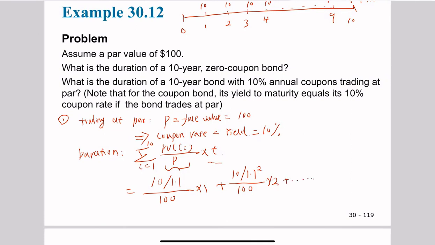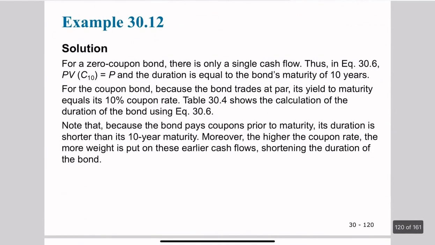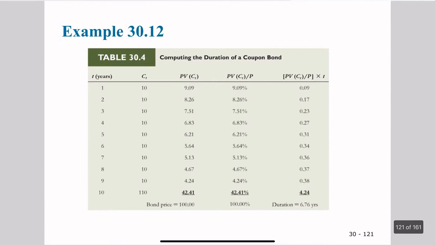And you will continue to do this. And for the 9th year, it would be 10 divided by 1.1 to the 9th, divided by 100, times 9. And for the last one, it should be 110 divided by 1.1 to the 10th, divided by 100, times 10, right? So you can see that the calculation is somewhat complicated. So let's look at the answer here.